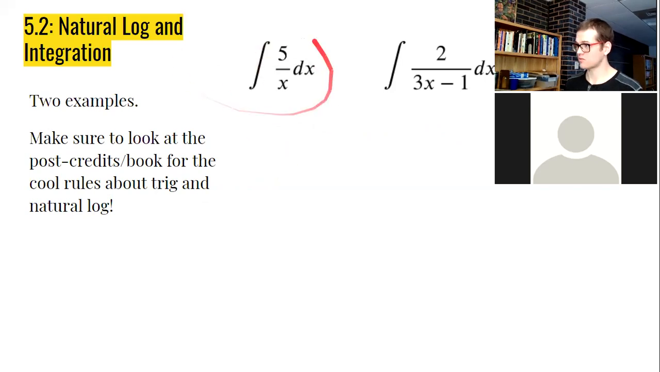So let's try this one together. So trying to find the antiderivative of 5 over x dx. Well, I'm going to bring the 5 out front. So this looks exactly like the natural log rule we have for integration. It looks exactly like it. Right?